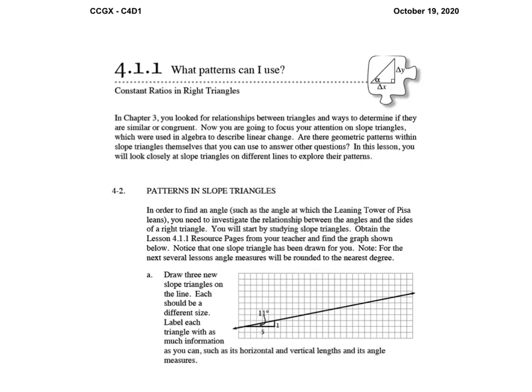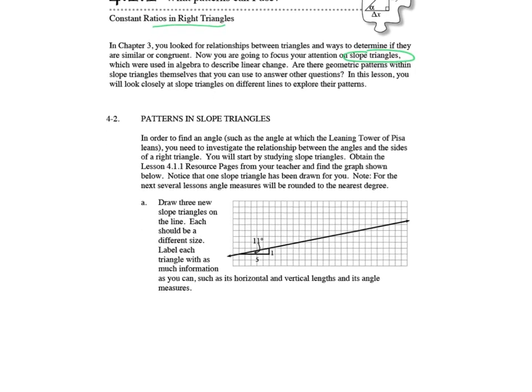All right, today we are looking at the beginning of chapter 4, and we are going to be studying ratios in right triangles. In chapter 3, we looked for relationships between triangles to determine if they were similar or congruent, but now we're going to focus our attention on slope triangles, which you did use in algebra to describe linear change, but we're going to be looking for geometric patterns within them.